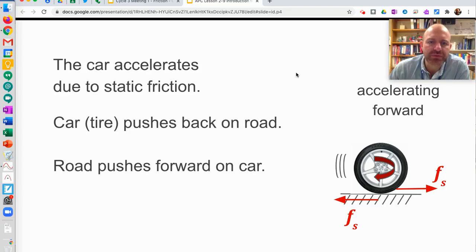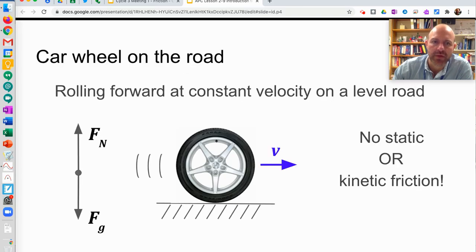And so as we're thinking about this, we can think about it in terms of the third law. The car tire pushes backward on the road, which is a static frictional force, and the road pushes forward on the car. Another interesting scenario with this is if it's rolling forward at constant velocity, there's no need for static or kinetic friction, which is sort of counterintuitive because we can't really imagine this scenario. But if it is truly doing that, then there is no need for either.